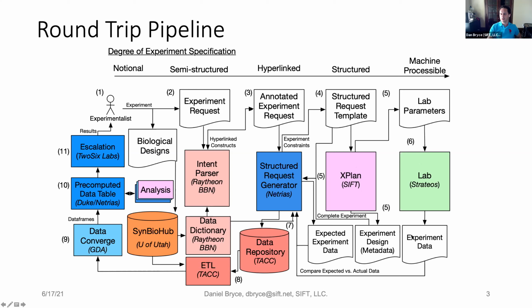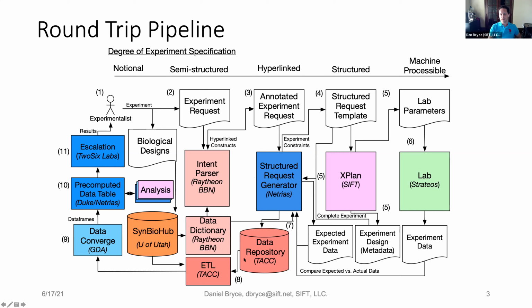And then they produce a set of experimental data. This experimental data is matched against some expected experimental data in this structured request generator, where we are looking to make sure that we get the data that we expect. If there's a discrepancy, then we can go back to the experimentalist and say, you didn't describe this experiment properly, or we go back to the laboratory and say, you didn't upload all the data. And then we can make sure that we have agreement.